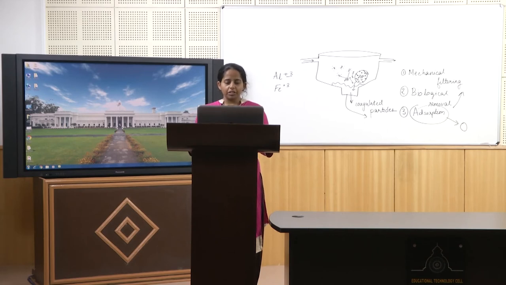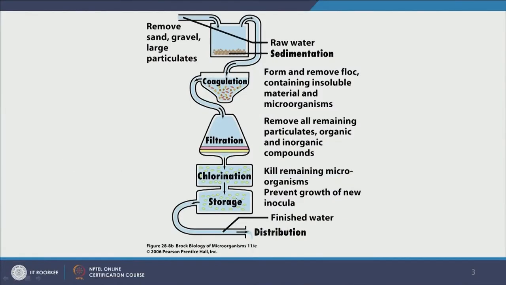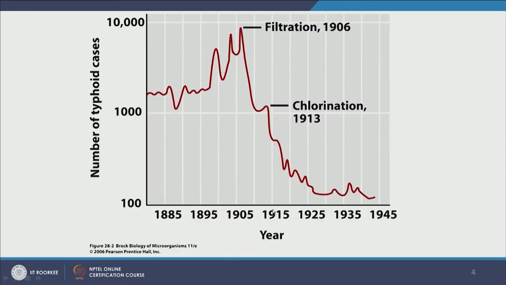So after chlorination, we have storage. We store the water in storage tanks and then supply it in our distribution system. This is our finished water.